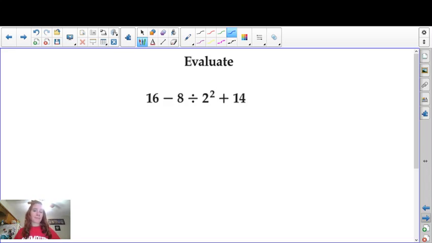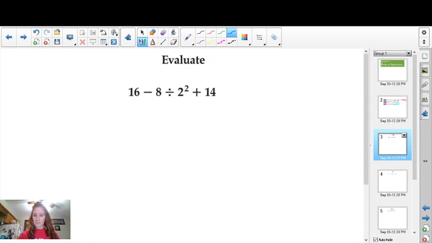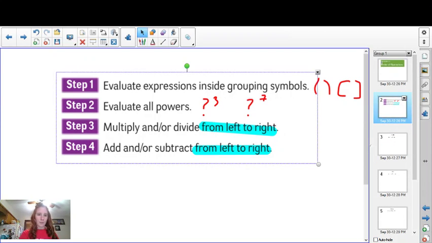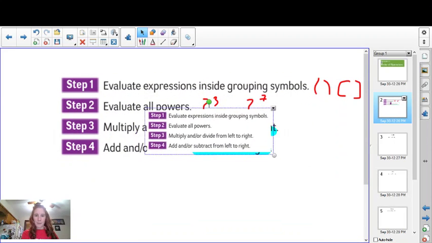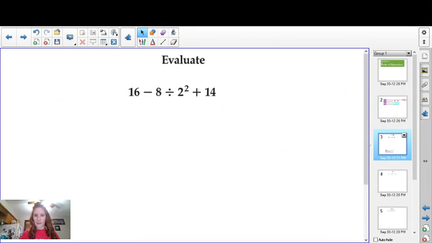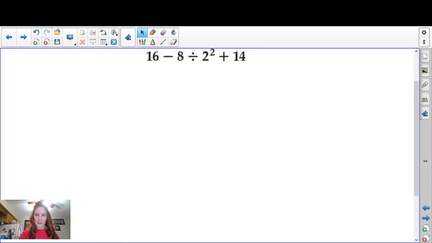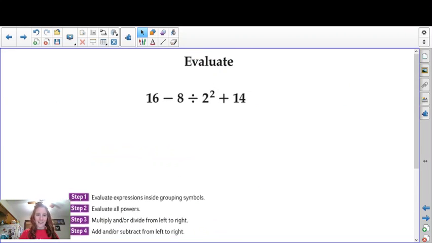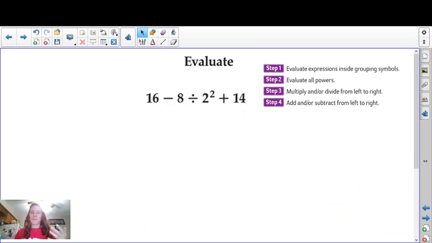So I need to start with, I have no groupings, so I'm going to do this really quick. I'm going to duplicate, make it a little bit smaller, and throw it onto the next slide so that I can have my steps next door. Now, obviously, I don't need you to do that because you can read your piece of paper above, but I wanted to do that so I can check off steps as we go. So step number one, evaluate inside grouping symbols. I don't have any grouping symbols, so it's done. Step number two, evaluate all powers. So that's where I'm going to start next.